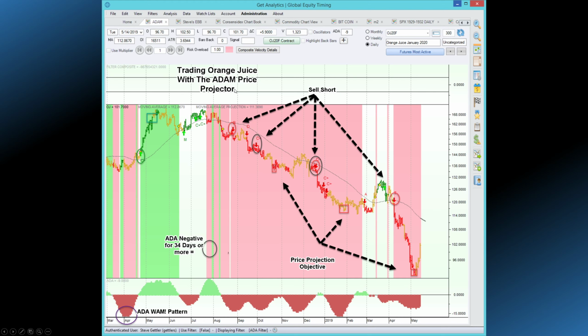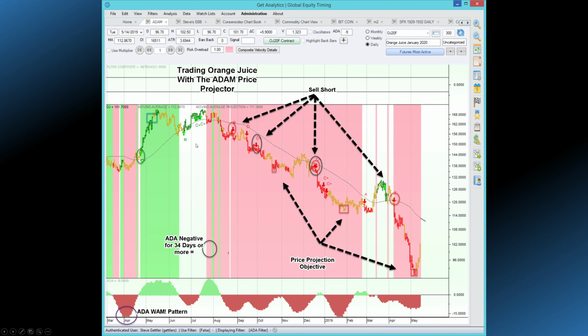Let's first talk about the Atom price projector. What the Atom price projector tells us is how high or how low a particular commodity is likely to go once we get an Atom buy signal or an Atom sell signal. Now notice on this particular signal that once we get the signal, we know in advance the likely area where profits should be taken. And I've created a box there to indicate where Atom said to take profits. Very, very close to the top in this case.